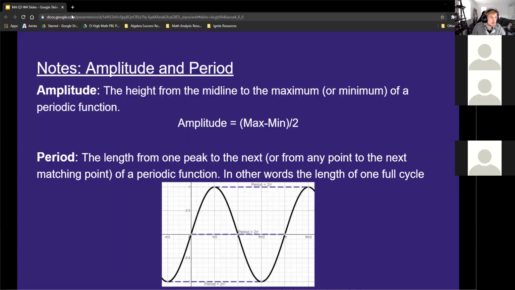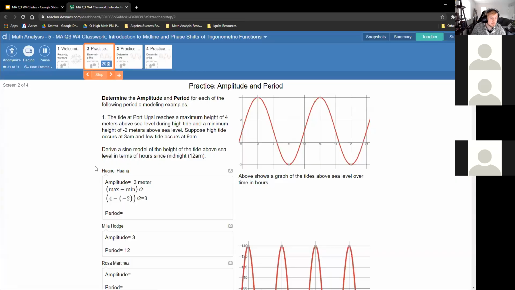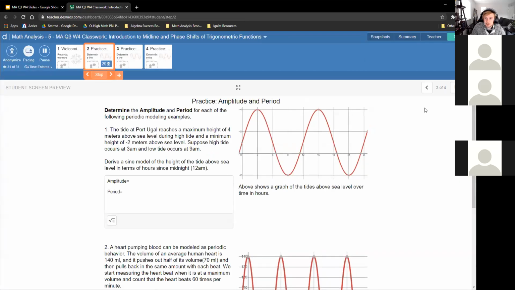There we go. Can you guys see that? So April, are you there? So for the first one, for amplitude and period, could you tell us how you solve this?